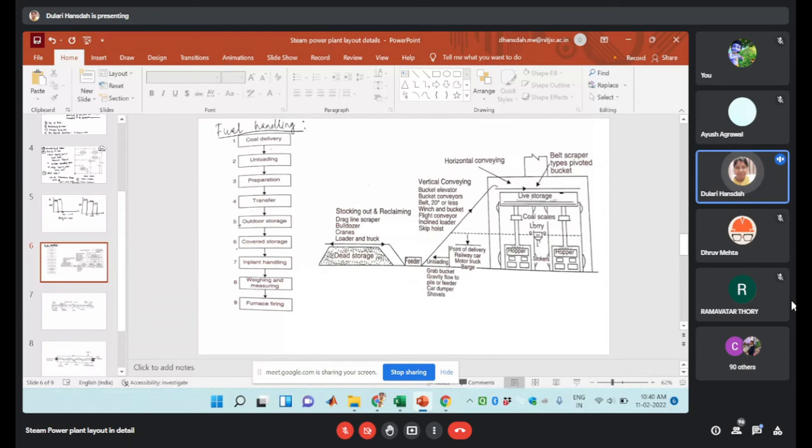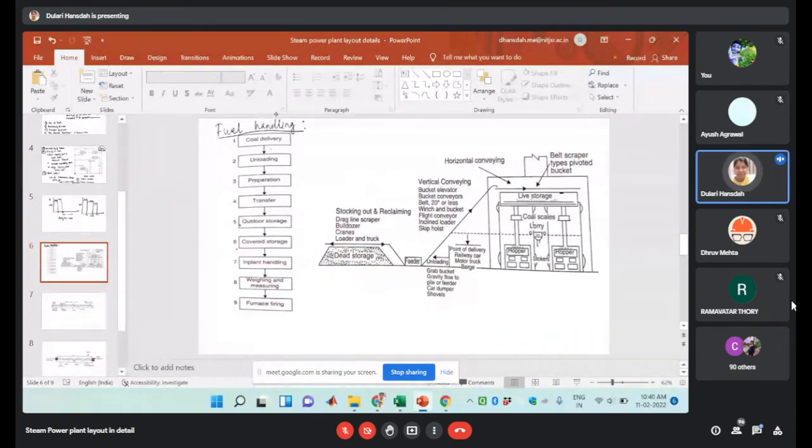So the coal handling system, or fuel handling system, will have different stages or steps. The first step is coal delivery. Coal delivery will be done from the location to the site with the help of different transportation processes.